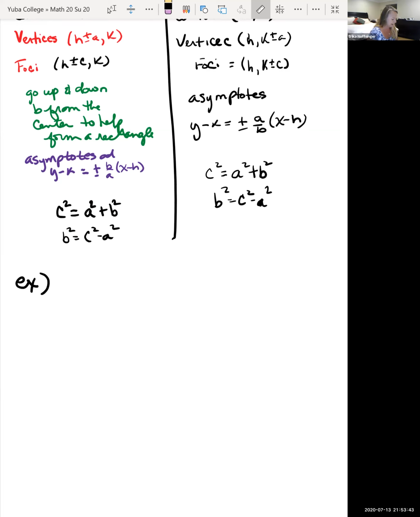So if we had y plus 3 quantity squared all over 4 minus x minus 2 quantity squared all over 9 equals 1. So the direction says find the center, the transverse axis, vertices, foci, and asymptotes, and graph the equation.